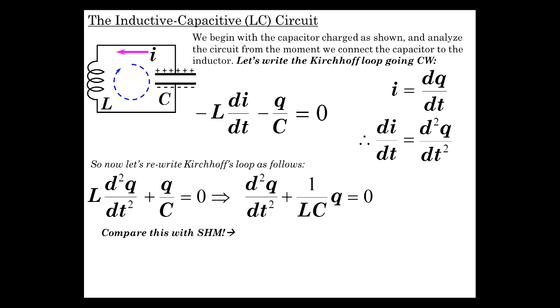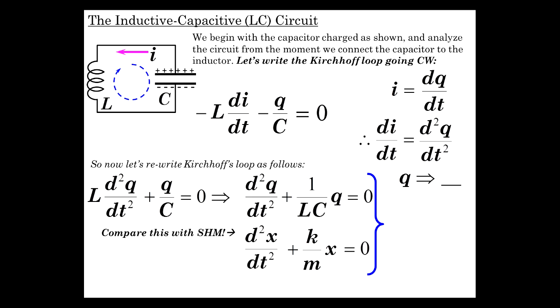and that's pretty happy. The reason that's happy is because we're going to compare it with the standard equation that we encountered when we studied simple harmonic motion, which was the second derivative of position, or the acceleration, d squared x over dt squared plus k over m x equals 0. This is the equation of a harmonic oscillator here. And as we see, our LC has the exact same form.